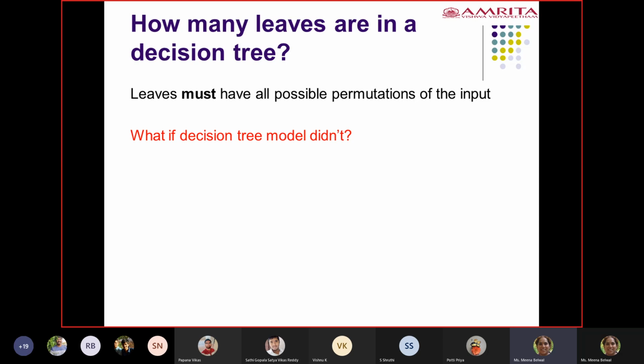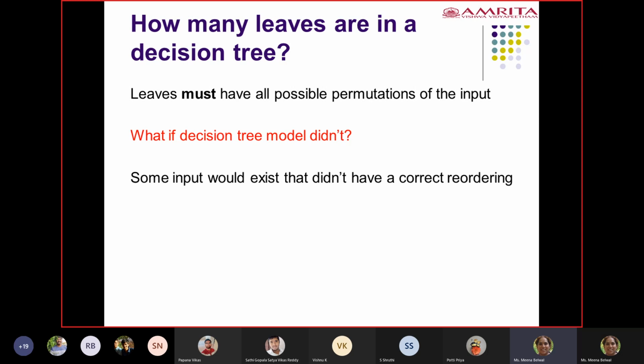Understanding a decision tree model with more than 3 nodes is quite complex. With 4 nodes itself, how many combinations will it have? 4 into 3, 12, into 2, 24 combinations we are going to have. It will be factorial of 4, right? But it doesn't happen, it happens. Some input would exist that didn't have a correct reordering.